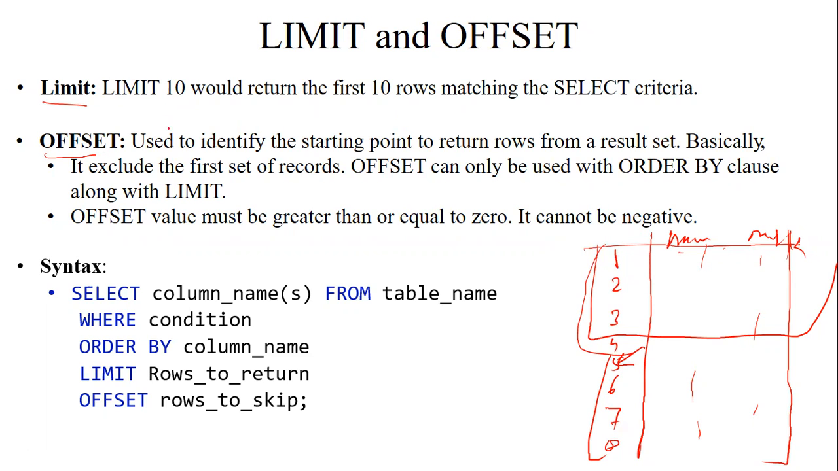Offset is used along with the limit, and both limit and offset you can use with the order by. Limit you can use without order by, but offset must be used along with the limit and order by clause. Independent offset cannot be used, but limit you can use without order by or offset. So limit just displays the number of rows according to the limit specified. Okay, so syntax is given here.